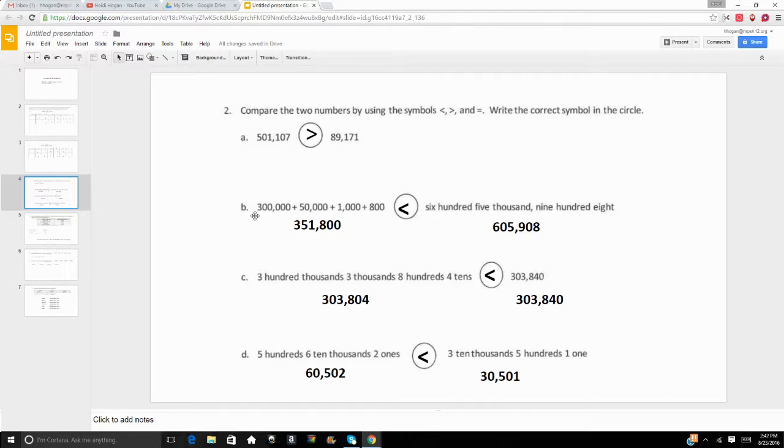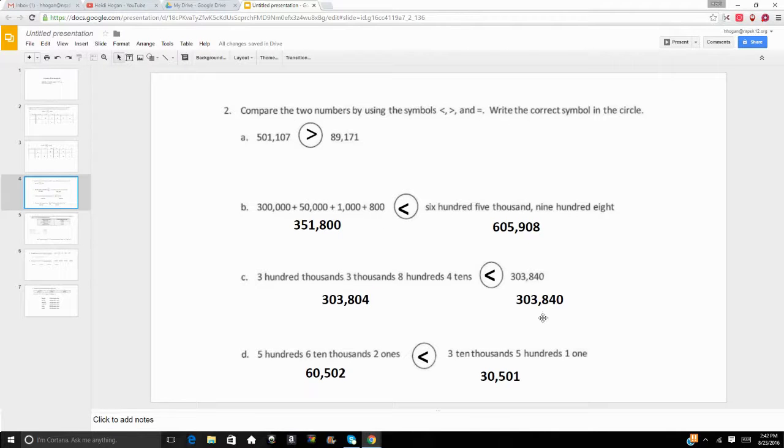Sometimes it's difficult because they give us expanded form or word form. So it's important to write the value of the expanded notation or the word form in standard form or numerical form. So this is 351,000. You do all the thousands together. 351,800. 605,000. 605,908. And we can see that 600,000 is greater than 300,000. So in the 100,000s place, we can see that the 6 is larger than the 3.